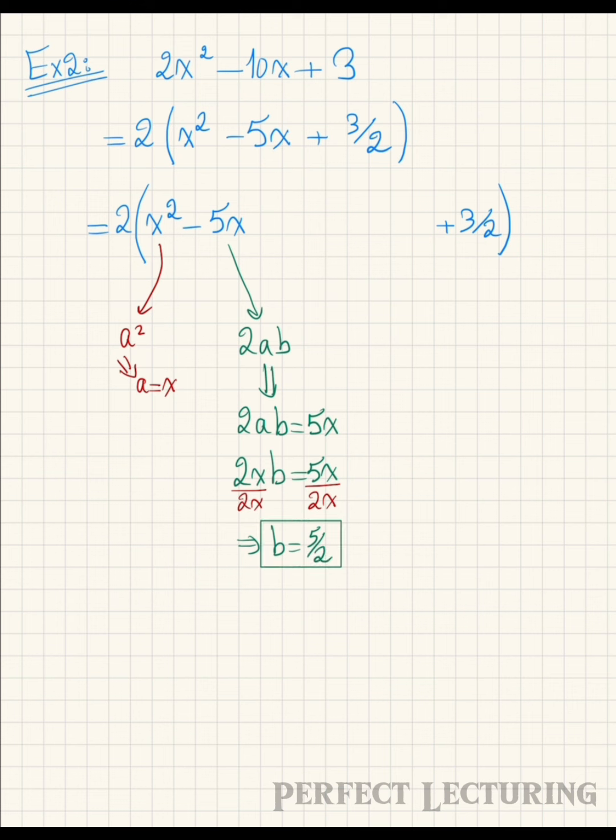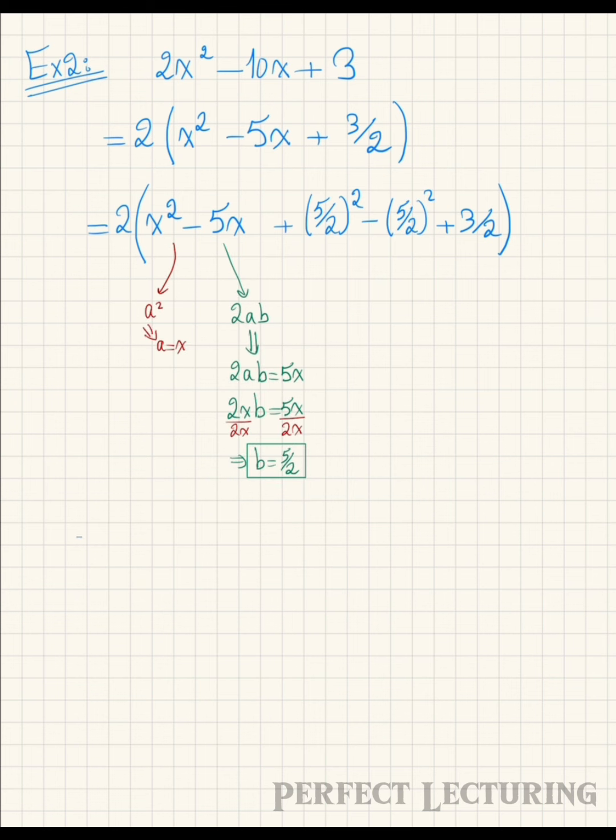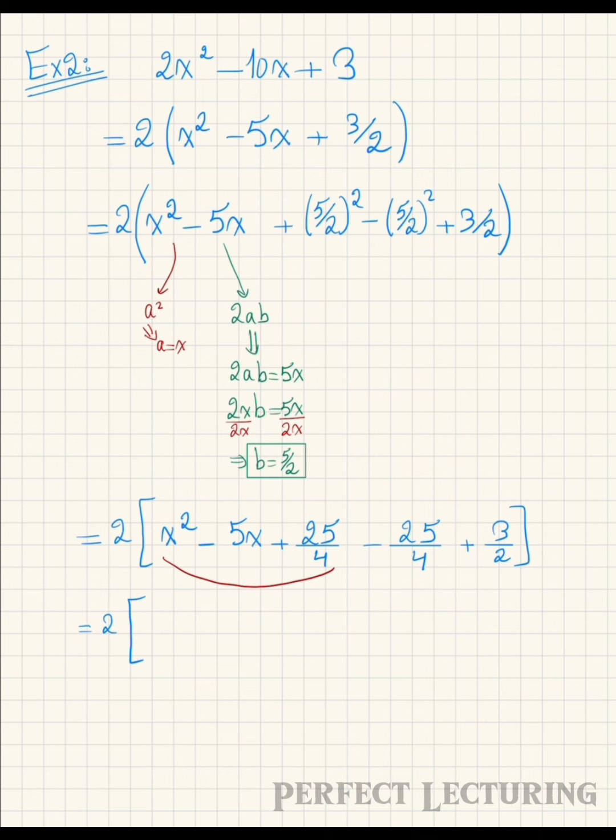This means that we have to add b squared and subtract b squared. That is to say, plus 5 over 2 squared minus 5 over 2 squared. So this expression becomes 2 into x squared minus 5x plus 5 over 2 squared, which is 25 over 4, minus 25 over 4 plus 3 over 2. So the first three terms form a perfect square, and that is equal to 2 into, so the first three terms are just a minus b squared, so x minus b is 5 over 2, so x minus 5 over 2 squared.